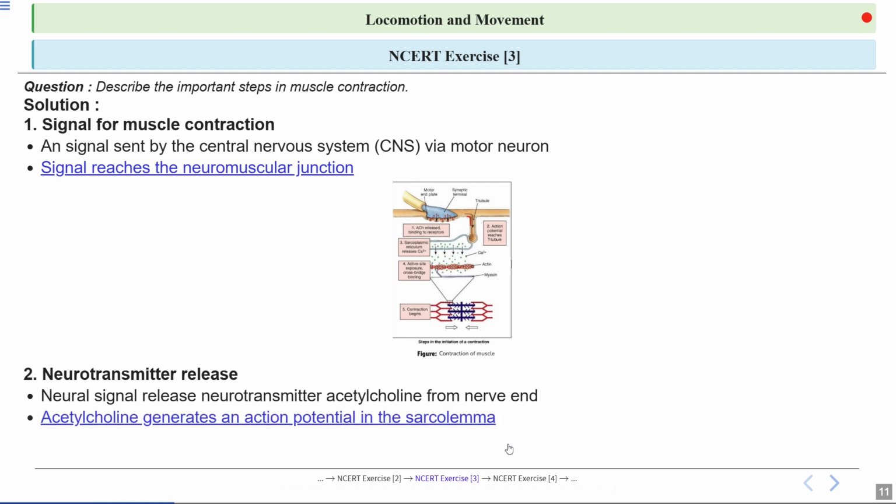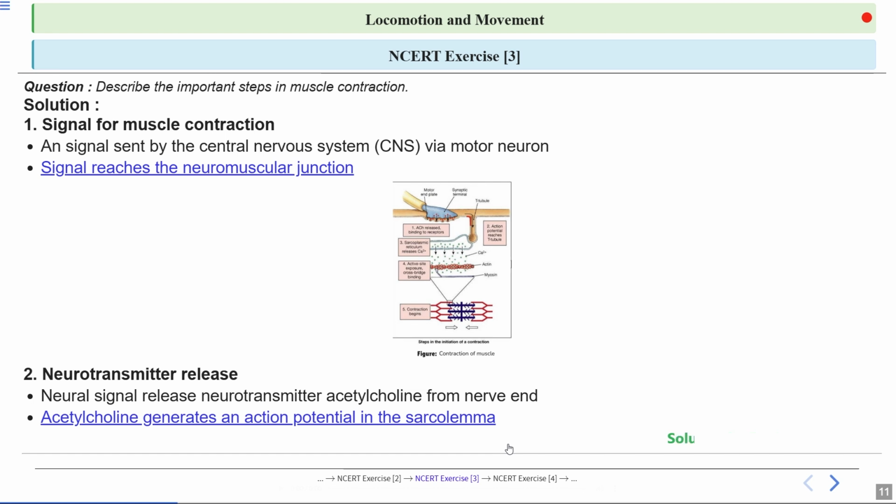Once acetylcholine binds to the muscle cell membrane, it generates an action potential in the sarcolemma, which is the muscle's outer layer. So this is like flipping a switch that tells the muscle fiber to get ready for contraction. It's a crucial step in turning the nerve signal into actual movement.